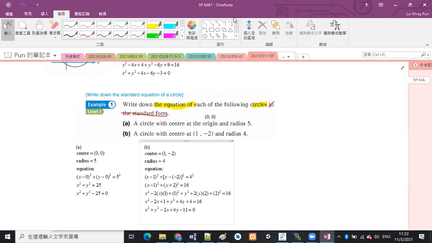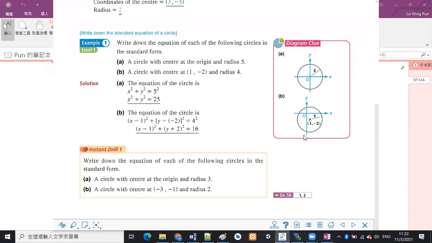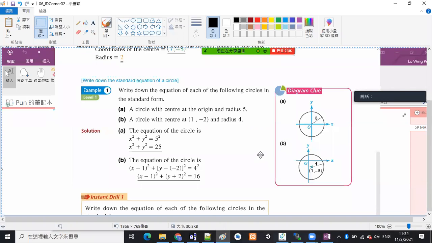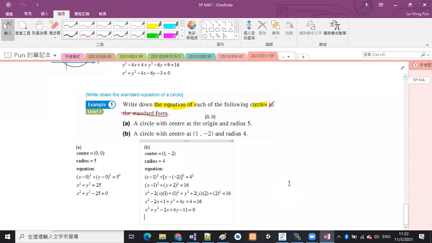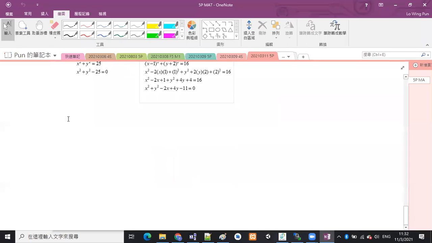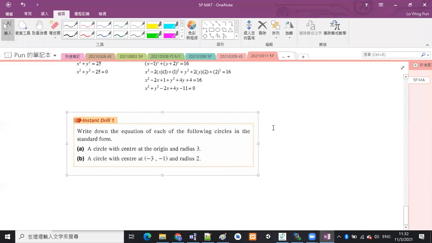Can you follow? Now I would like you to do instant drill number 1. Take your time, this is something I hope you can do. I give you 4 minutes to do this. And please remember to upload your classwork to the Math app.